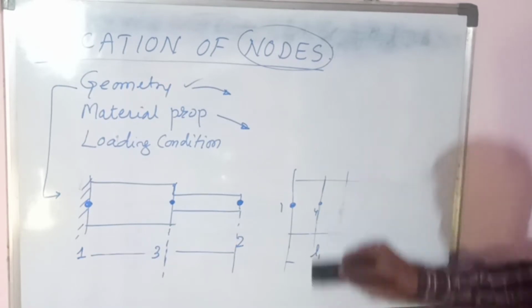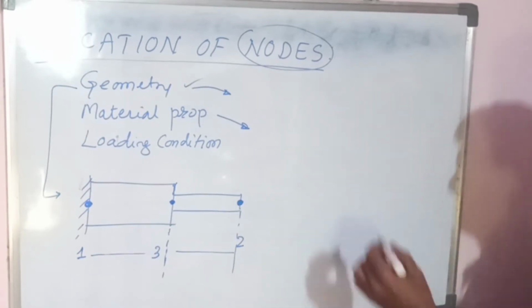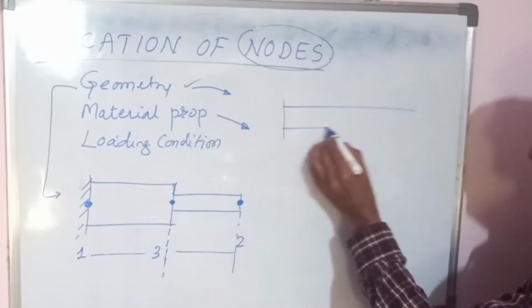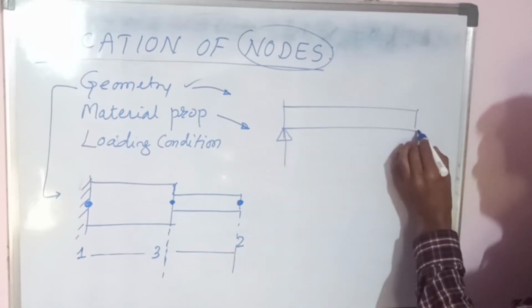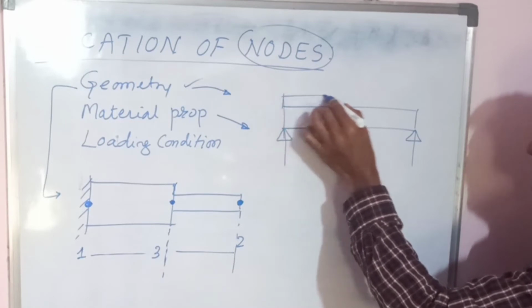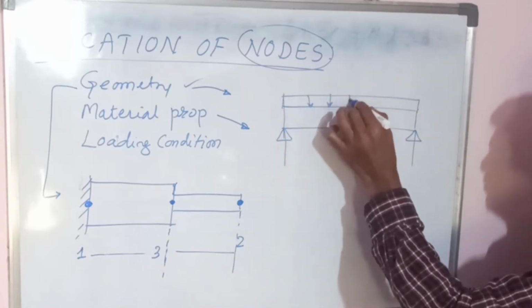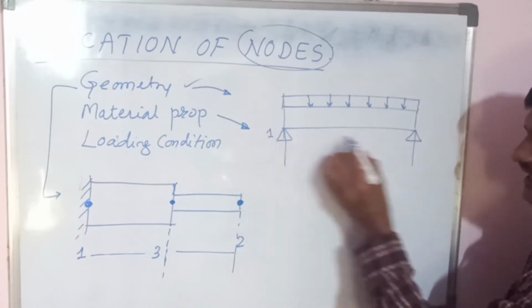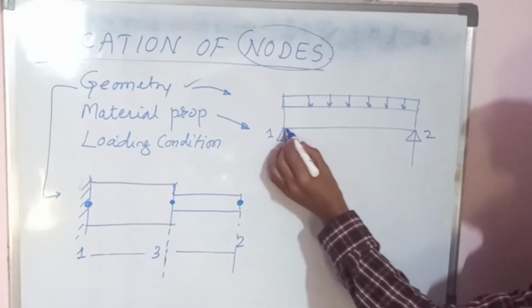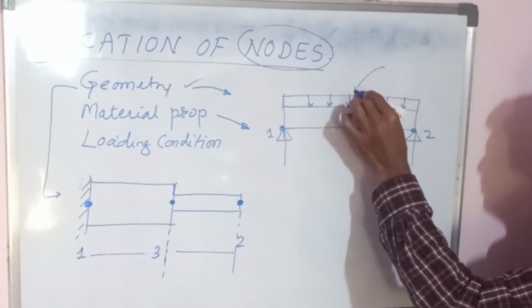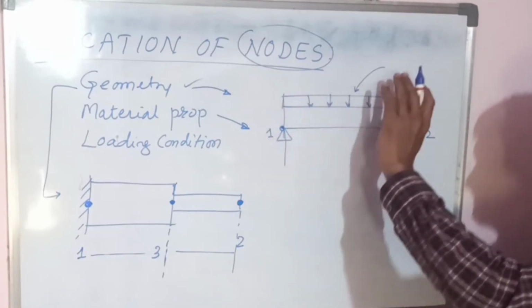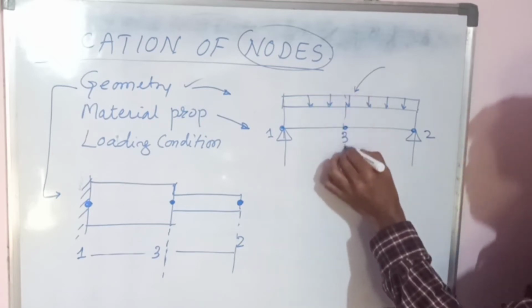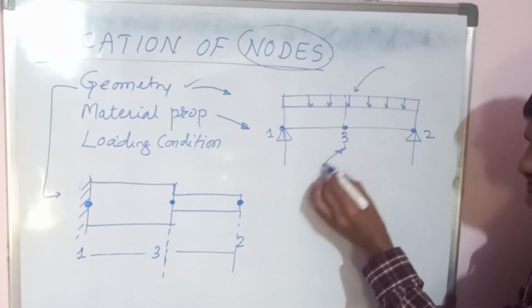Similarly, again we'll take one more problem of geometry. When there is a beam element with supports, and in the beam element the load is uniformly distributed, that is, a UDL is acting, the compulsory node 1 and node 2 you can represent. Since it is a uniformly distributed load, there is no sudden change in the loading condition. So at the middle you can take one more node. The node 3 is optional.